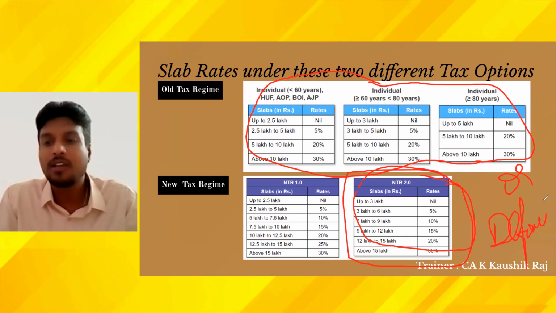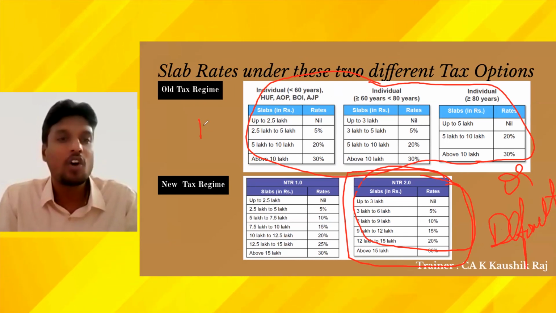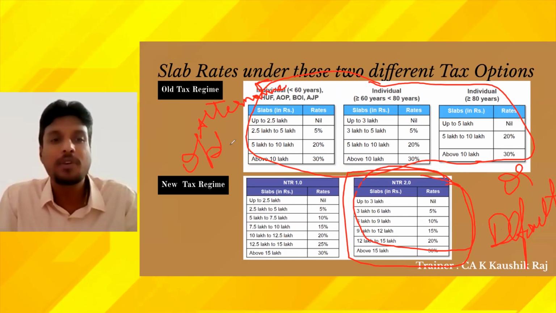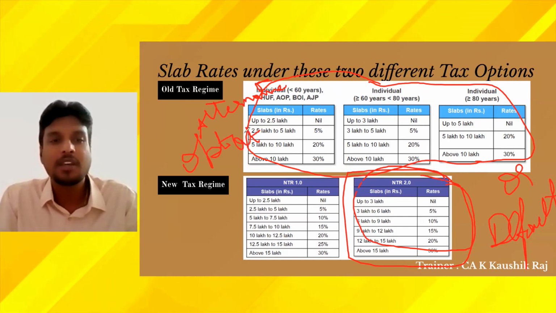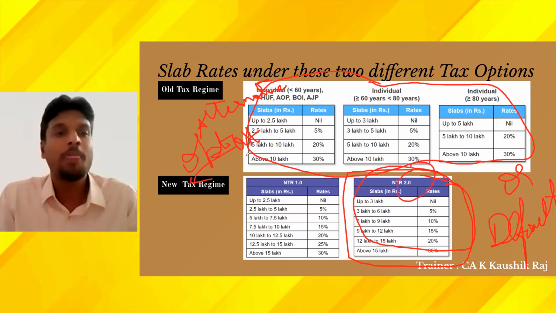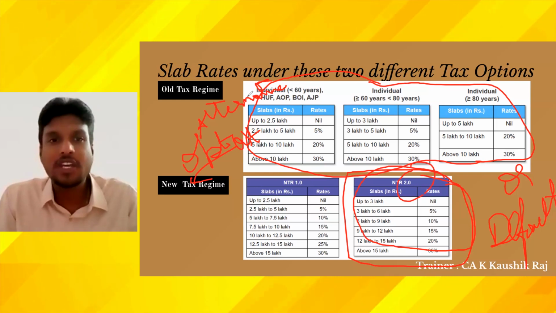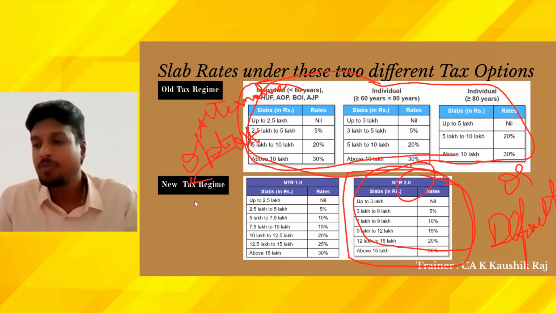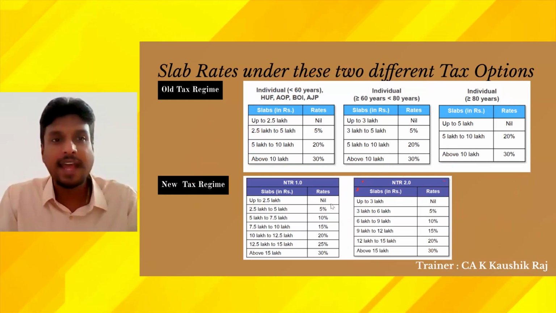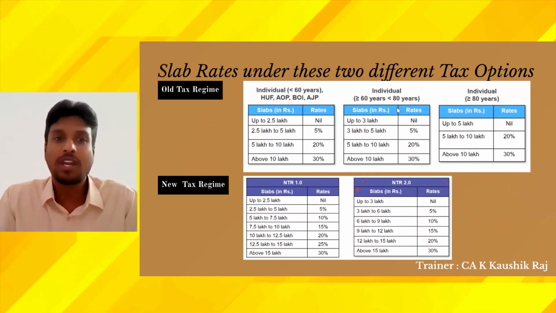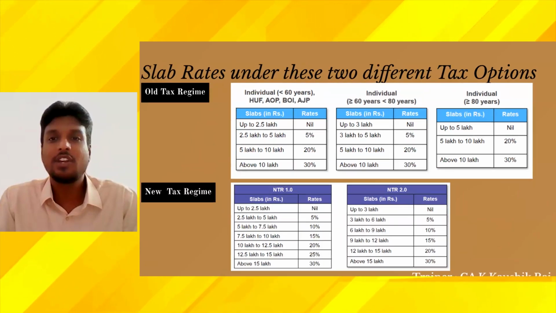This will be applicable, but alternatively, the old tax regime will continue to be applicable for those who opt out of the new tax regime. Somebody who opts out of new tax regime 2.0 will be enjoying the earlier tax rates. So this is the scenario for the slab rates or the tax rates that were applicable for the old tax regime versus the new tax regime.